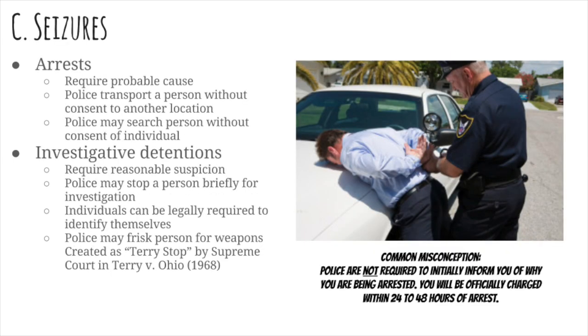Now generally when we look at those 2 standards, we talk about 2 things. We can talk about seizures, which is when the police take your person, or searches when they look through your property. So there are 2 levels of seizures. There's an investigative detention and there's an arrest. And you can see there that arrests are when you are essentially not free to go. You are transported without consent to another location, and you lose your ability to protect your privacy.